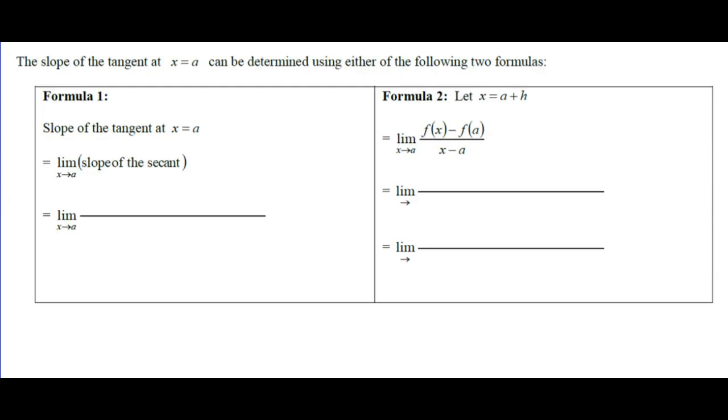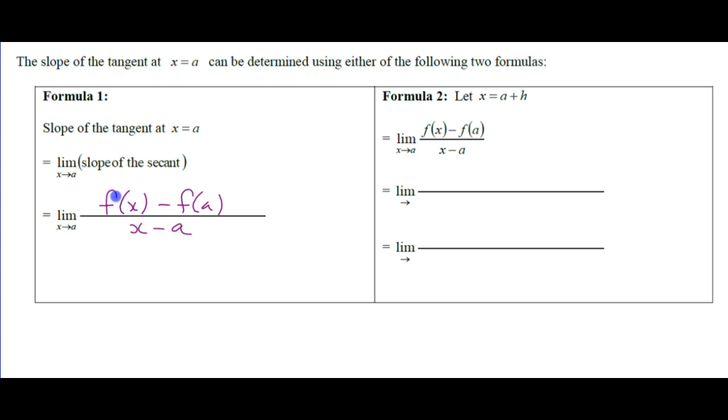demonstration of that. So the slope of the tangent at x equals a can be determined using either of the following two formulas. So we have formula 1. The slope of the tangent at x equals a is the limit as x approaches a of the slope of the secant. So if you're looking at your diagram, we want x to move to a, to point P, which is the formula that we just developed on the other side, which was f of x minus f of a over x minus a.